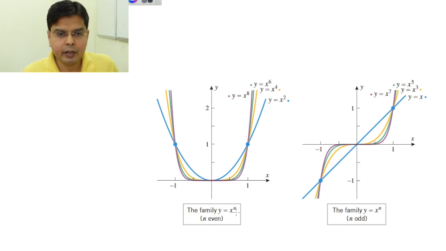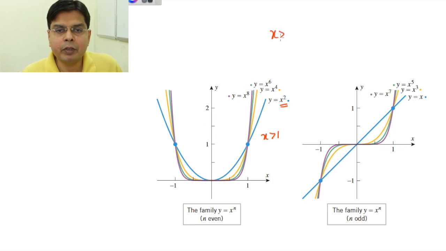You see, I have shown the family y is equal to x to the power n when n is even. Now since n is even, this is an even function, so this will be symmetric with respect to the y-axis. This is y is equal to x square, y is equal to x to the power 4 is given by this yellow curve, y is equal to x to the power 6 is given by this green one.